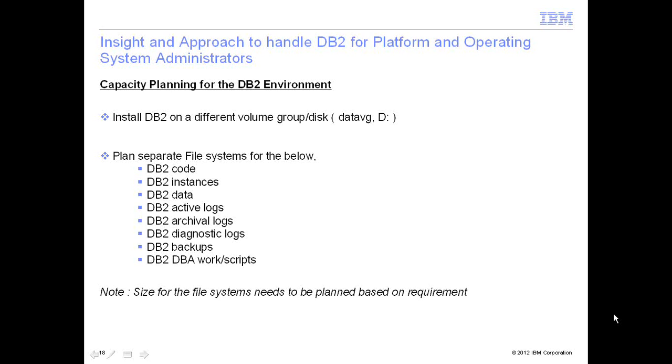Plan separate file systems, one for the DB2 code. Each instance has to have its own file system. Different file systems for data, possibly on different disks. Active logs, you need to have a separate file system. Archival logs have a separate file system. Diag logs, put it on a smaller file system. Backups, depending on what backup solution you are adapting to. And one file system for your scripts and the DB work that you do.